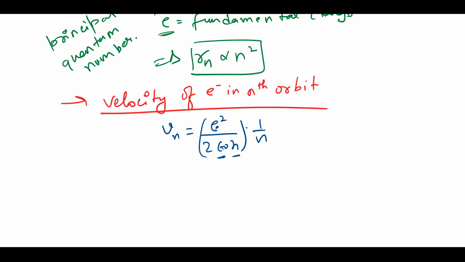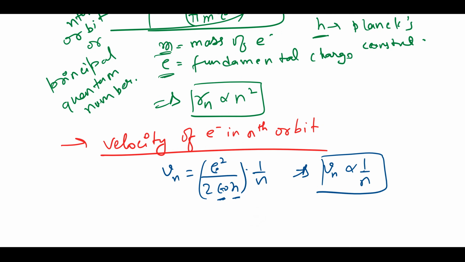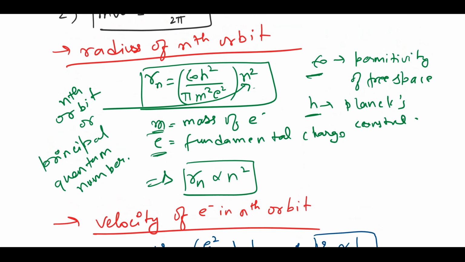So from here we get that the velocity of the electron in the nth orbit is inversely proportional to the principal quantum number. So this is the velocity of the electron, whereas the earlier one is the radius.